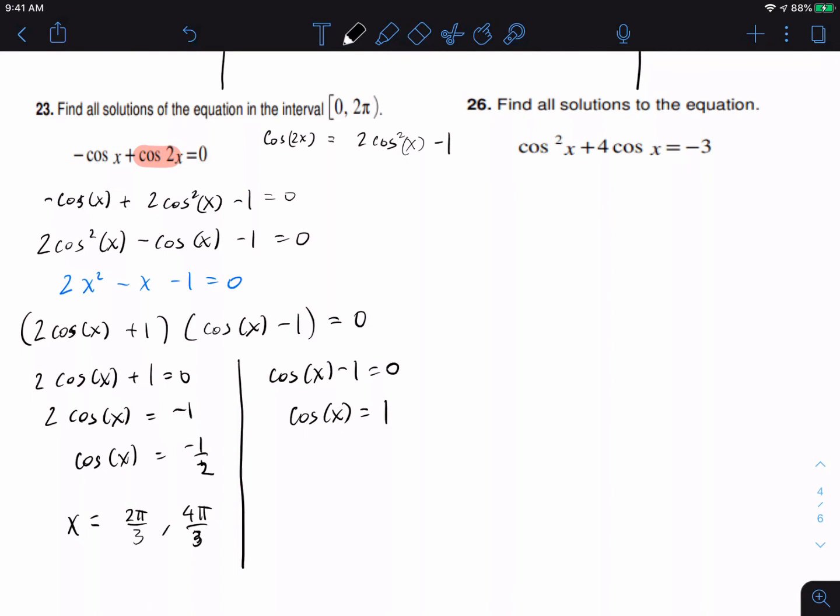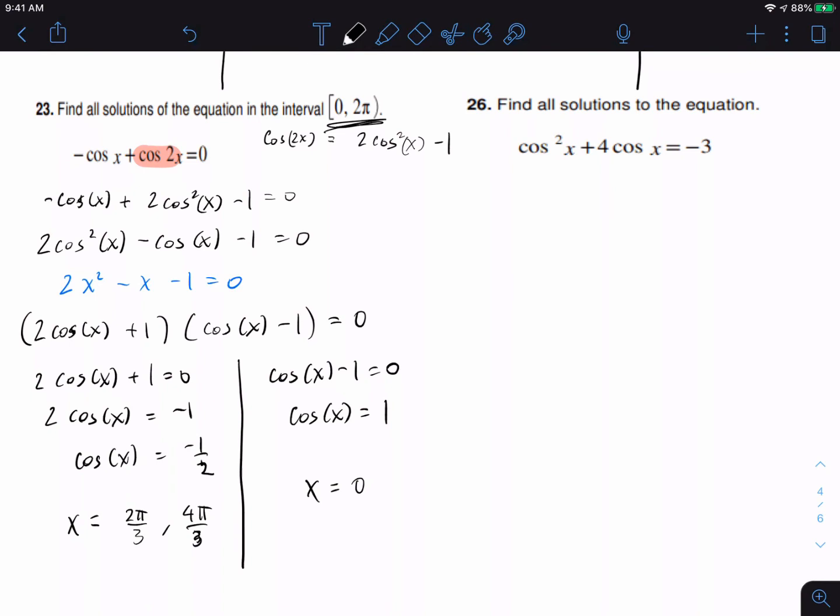This one, I'm going to get cosine of x is equal to 1. When is cosine of x equal to 1? That only happens at 0, right? And the reason, again, it's not 2 pi and 4 pi and 6 pi is because we are restricted by our domain.